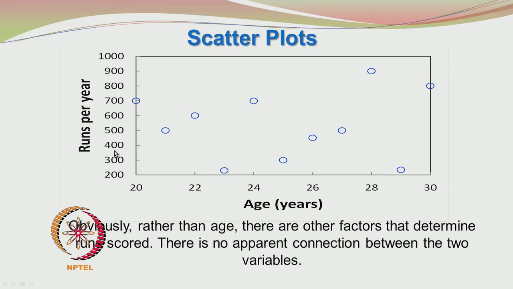The runs scored per year may have fluctuated based on other reasons. They might not have been due to the aging of the batsman. So, this clearly shows that there is no dependency of the runs scored on the age of the batsman in the range of 20 years to 30 years.